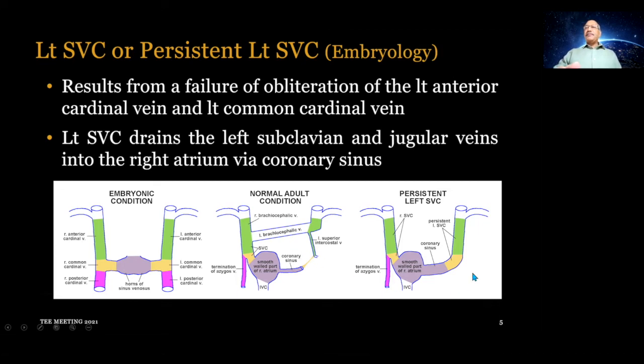But in patients where the left SVC persists, the left anterior cardinal vein and left common cardinal vein continue to persist, and this left SVC drains into the coronary sinus, and through the coronary sinus it drains into the right atrium. And since the coronary sinus is joined by the left SVC, the coronary sinus becomes enlarged.